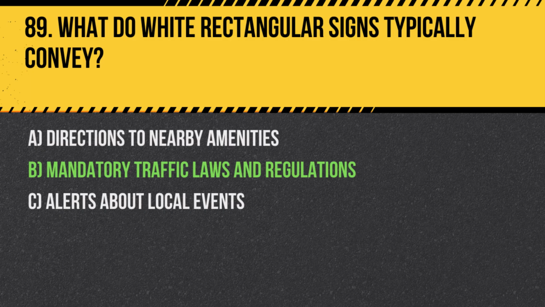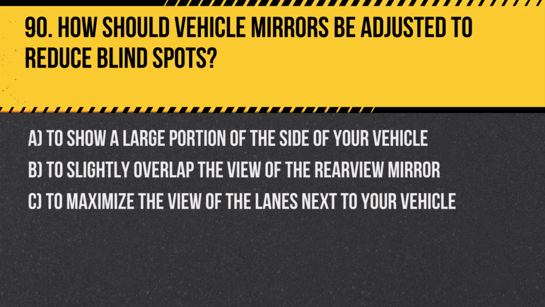White rectangular signs are used primarily to inform drivers of traffic regulations they must follow, such as speed limits, no turns, and other rules. Question 90. How should vehicle mirrors be adjusted to reduce blind spots? A. To show a large portion of the side of your vehicle. B. To slightly overlap the view of the rearview mirror. C. To maximize the view of the lanes next to your vehicle.